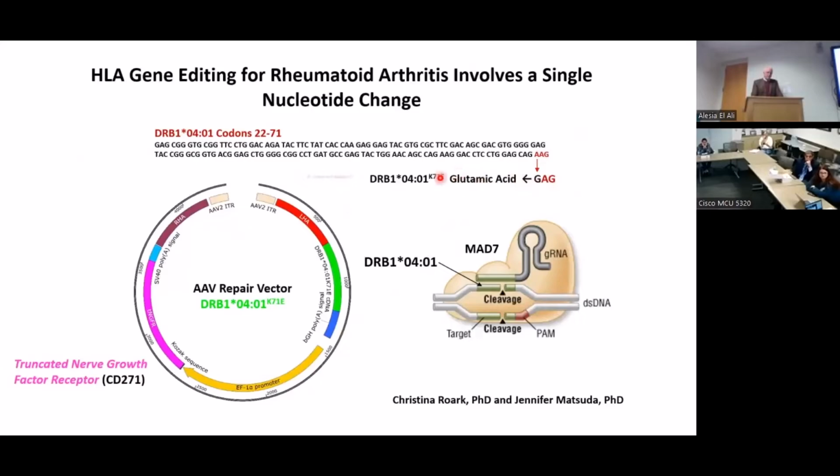However, if we do this one edit, you won't be able to see it. So instead, what we do is we insert a whole cassette, this is the repair vector, with the new gene of interest, the 0401 K71E, and we tag along this truncated nerve growth factor, and that allows us to find the cells that have been edited.